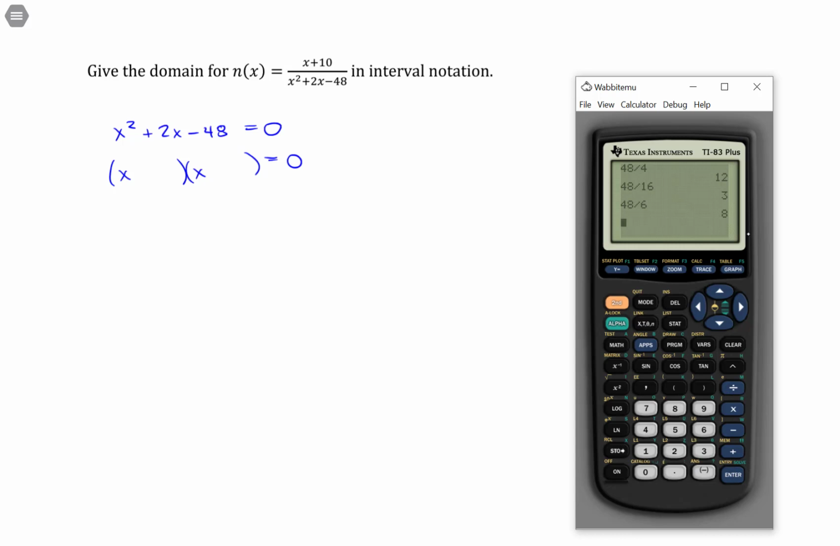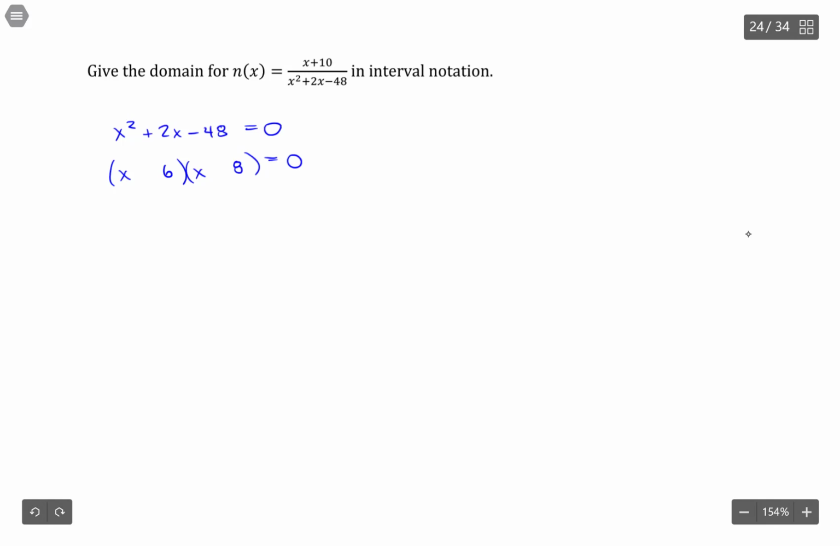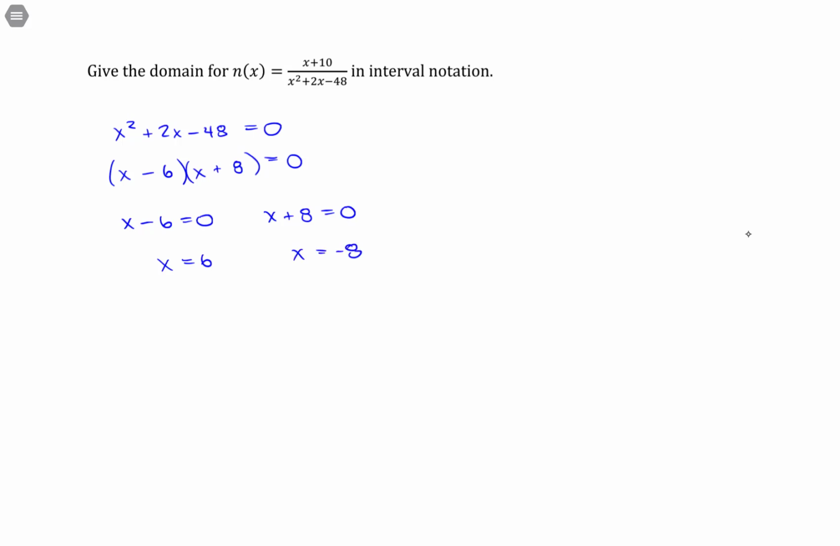That makes sense. So 6 and 8 give me 48. If the 8 is positive and the 6 is negative, that would multiply to negative 48, but then also add to positive 2. So there's the factored form of the denominator. And if we set each of those factors equal to 0 and solve, then that will tell me what the zeros of the denominator are, which would be 6 and negative 8. Those are the values that we have to exclude from our domain.